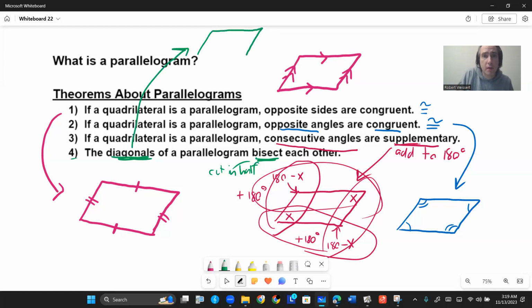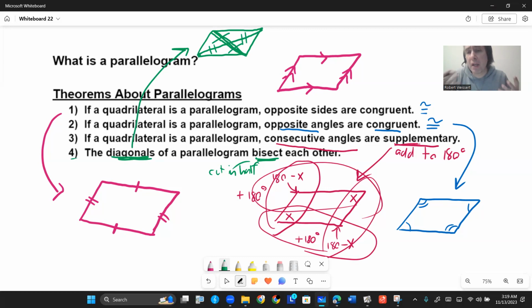Take a parallelogram and connect one corner to the opposite. That's a diagonal. And when I say bisect, I mean they cut each other in half, which means that this segment here would be the same as that, and those two are equal to each other.